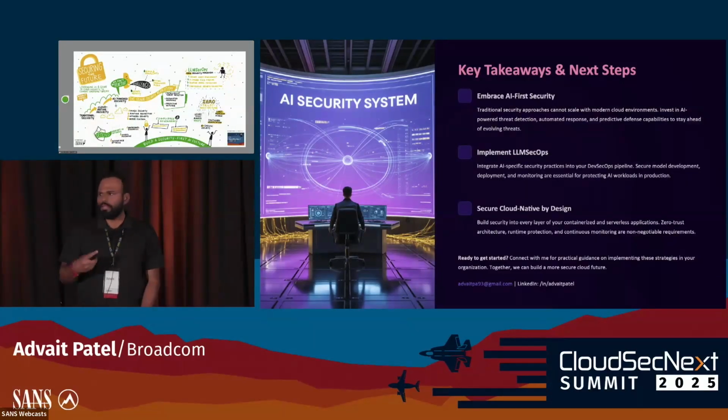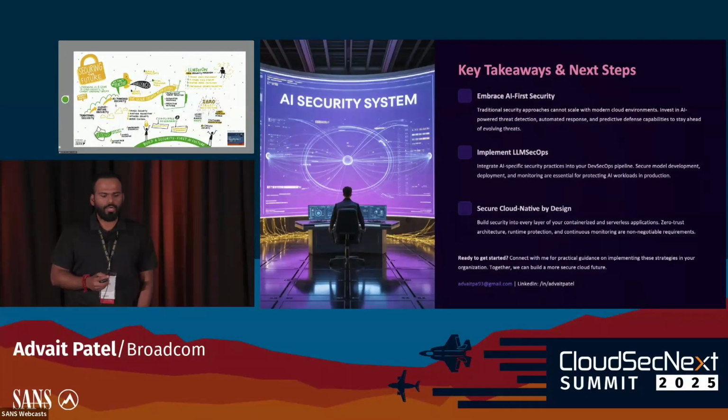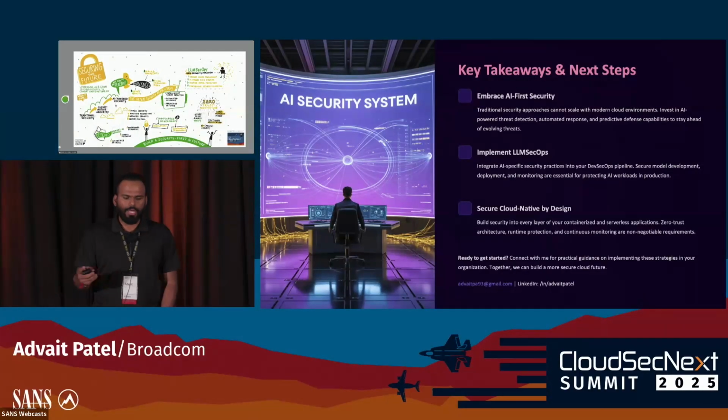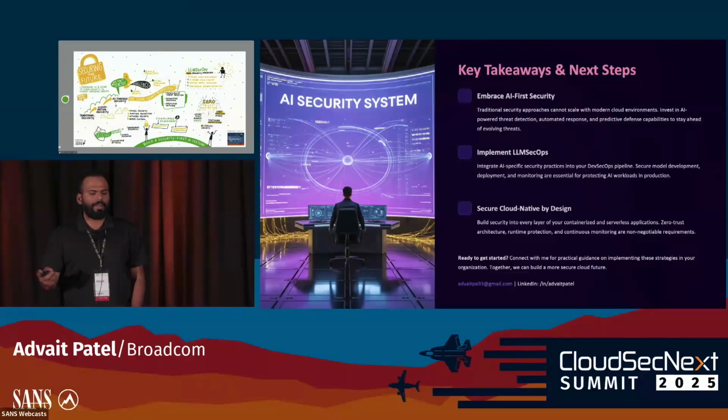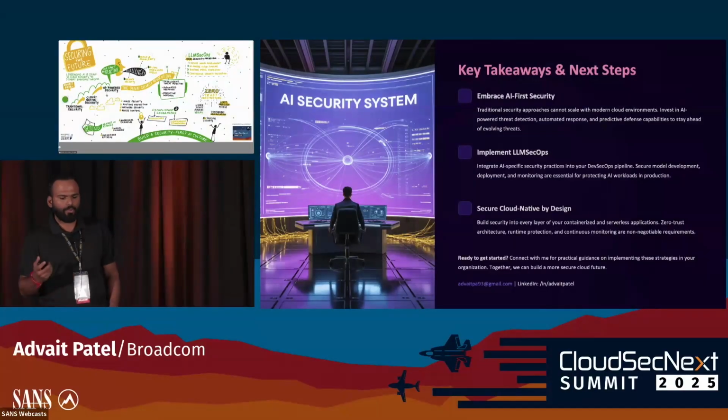Also, we need to start leveraging AI in our DevSecOps pipelines, our automated pipelines, right? And we have to make sure that AI is involved in the security lifecycle, starting from model training to model running. And also, we need to start building security into every layer, from containers to serverless environments, or Docker, or any environment. We need to start implementing these security best practices, and start using zero trust architecture, runtime protection, continuous monitoring, and continuous logging, everything in our workloads.